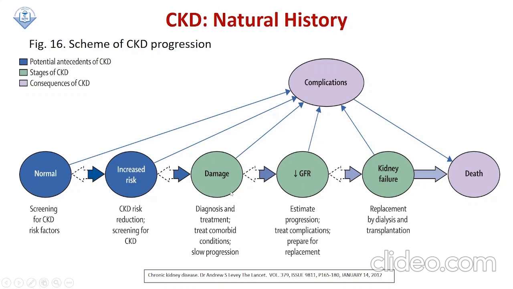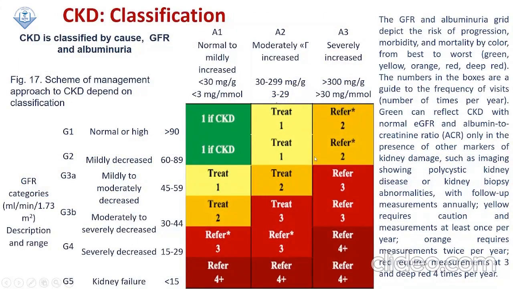But if that is not happening, the next step is a severe decrease in glomerular filtration rate, when we estimate progression, and at this moment we treat mostly complications, and we must prepare the patient for replacement, because the next step will be kidney failure, when nothing else can be done and replacement by dialysis and transplantation is required. And if we do nothing here, death is the final step of this disease. That's why it is a very serious condition.